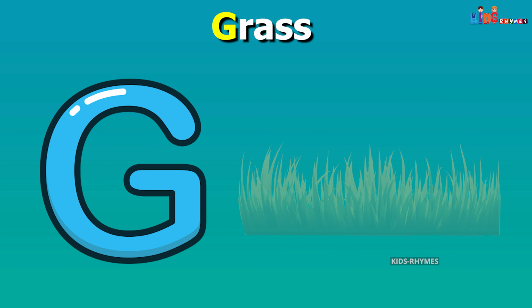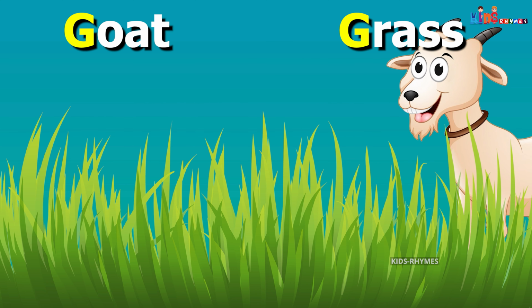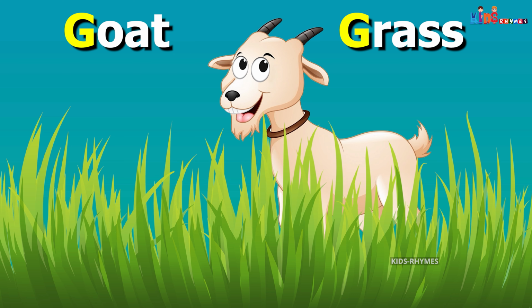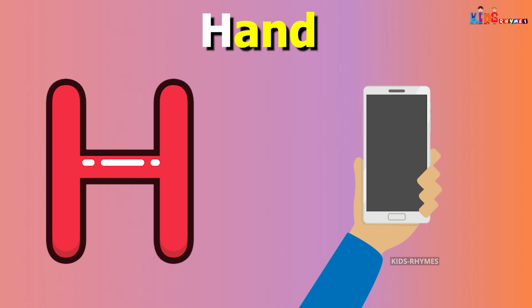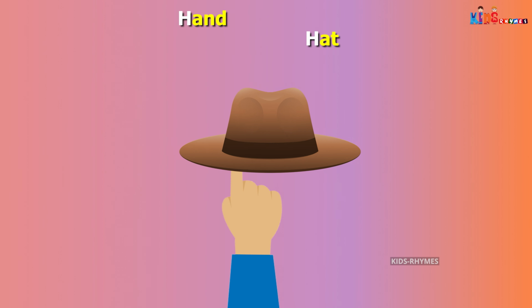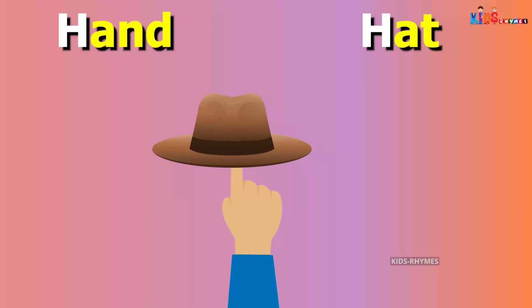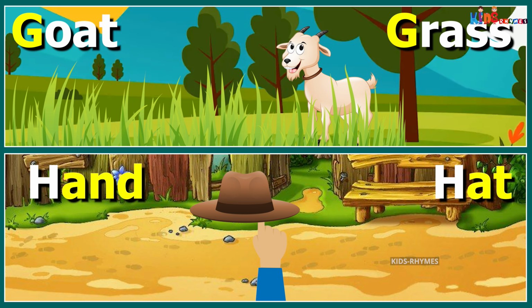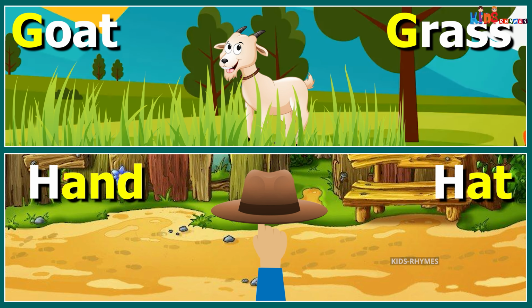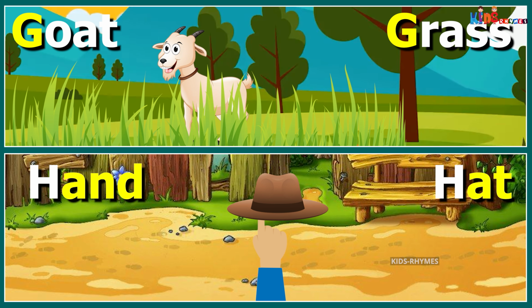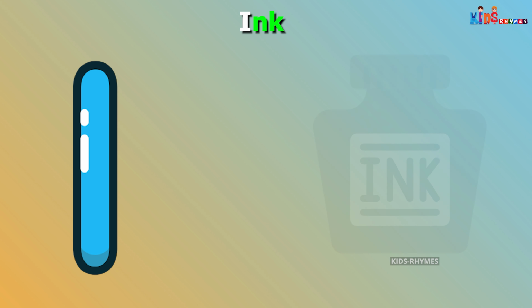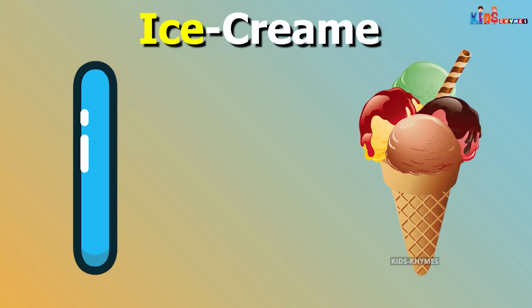frog. G for grass. G g g g g g. H for hand and H for hat. H h h h h h. I for ink and I for ice cream.